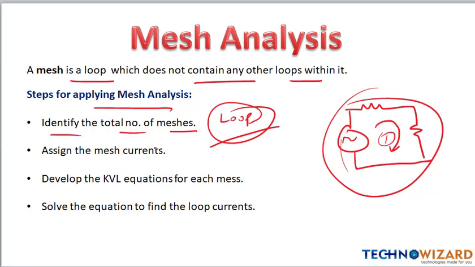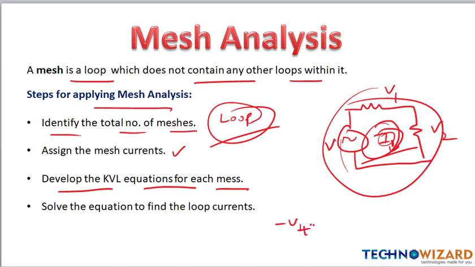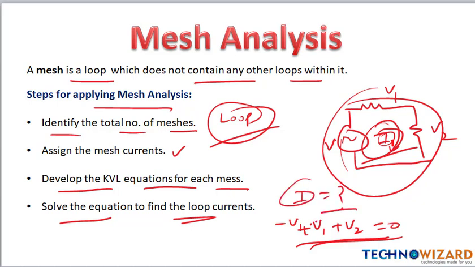Second, assign the mesh current. We have assigned this current as I1. Now develop the KVL equation for each mesh. We develop the KVL equation like this: minus V plus V1 plus V2 is equal to 0. Now we solve the equation to find the loop current I. This is how we can do mesh analysis. On this we will do two questions. Before this, first of all, we understand all the concepts like mesh analysis, nodal analysis and source transformation.